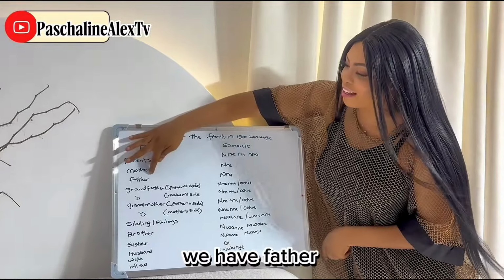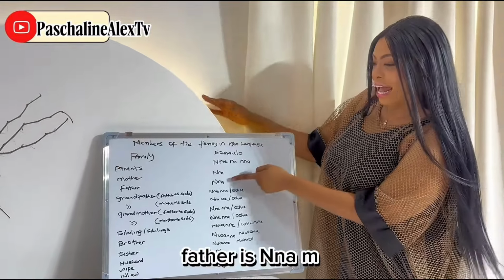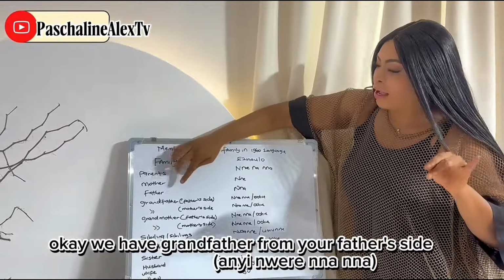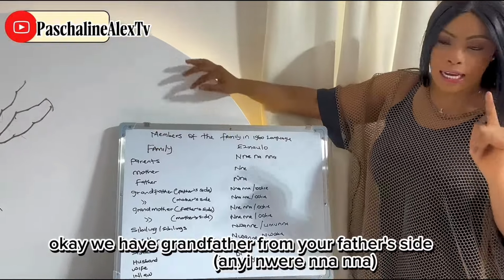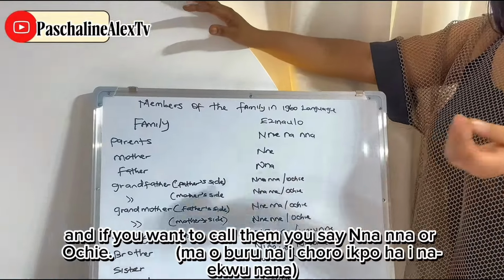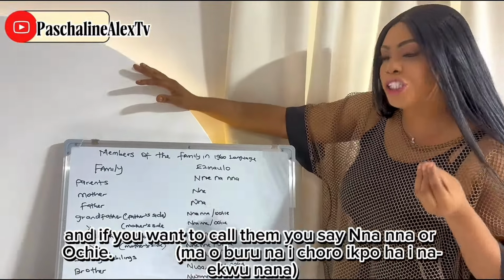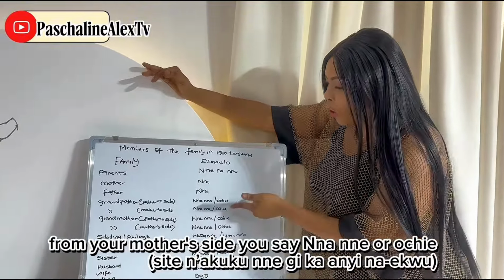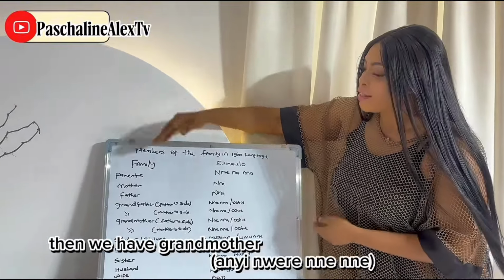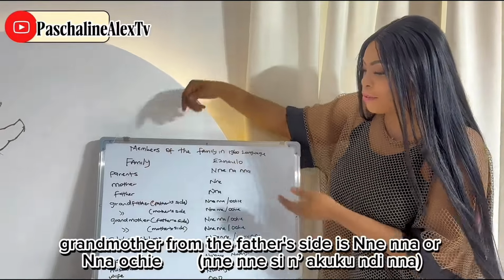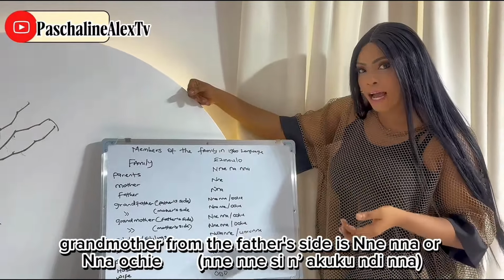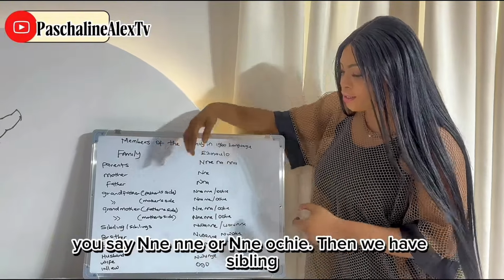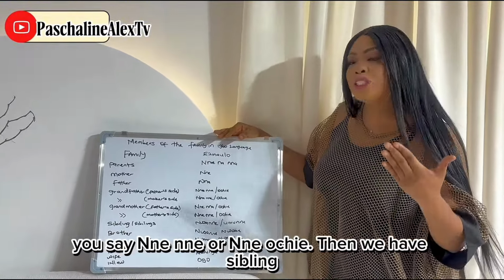We have father. Father is nna. Grandfather from your father's side, you say nna ochie. From your mother's side, you say nna nne or nna ochie. Then we have grandmother. Grandmother from the father's side is nne ochie. Then grandmother from your mother's side, you say nne or nne ochie.